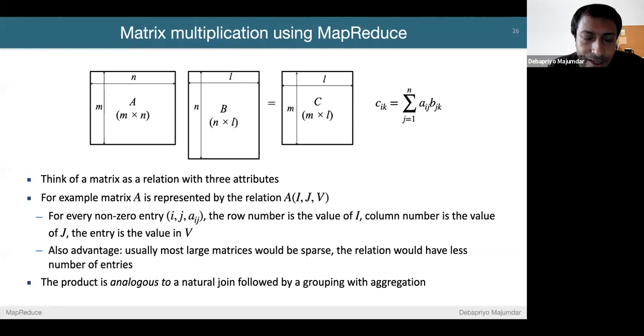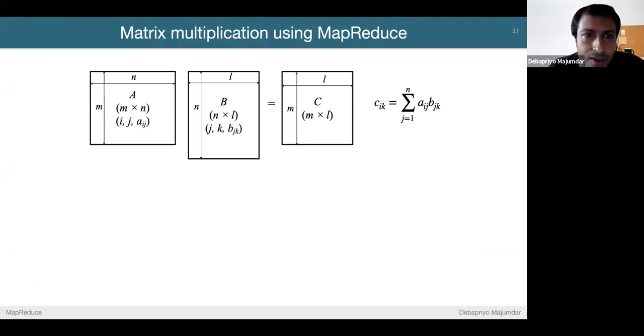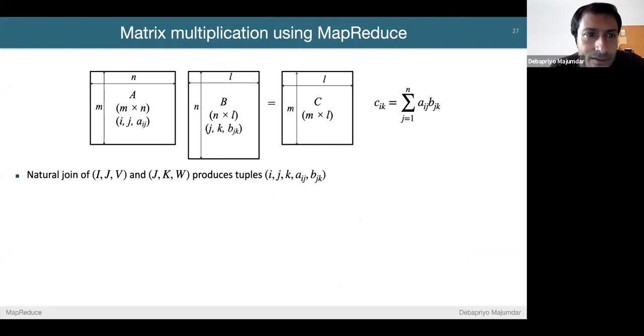So we'll see how it is analogous to a natural join followed by a grouping with aggregation. So what we have now, the same matrices, but I have just written them as tables also. (I, J, A_ij) is the first matrix, (J, K, B_jk) is the second matrix. What will happen if I join these two tables, right? So natural join of the table A and table B will produce a join on J, right? So it will be join on J.